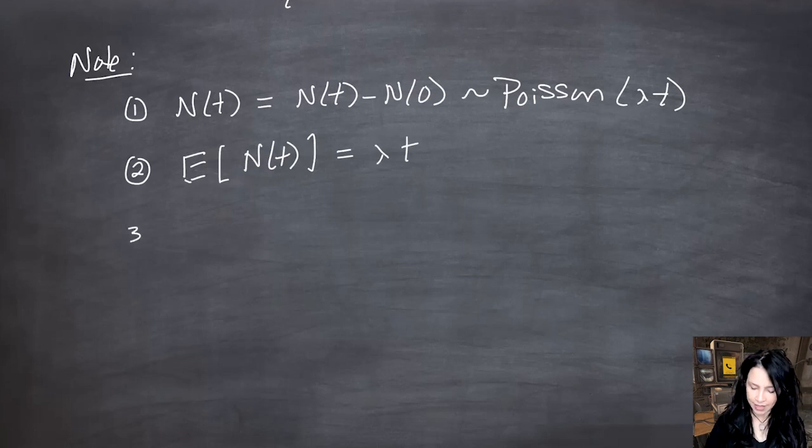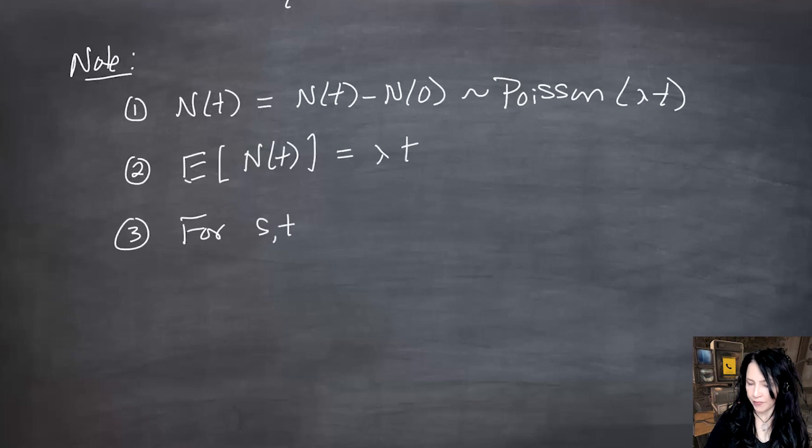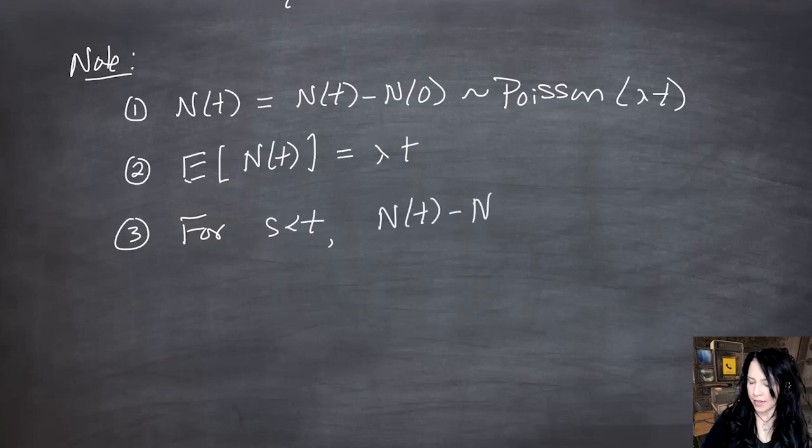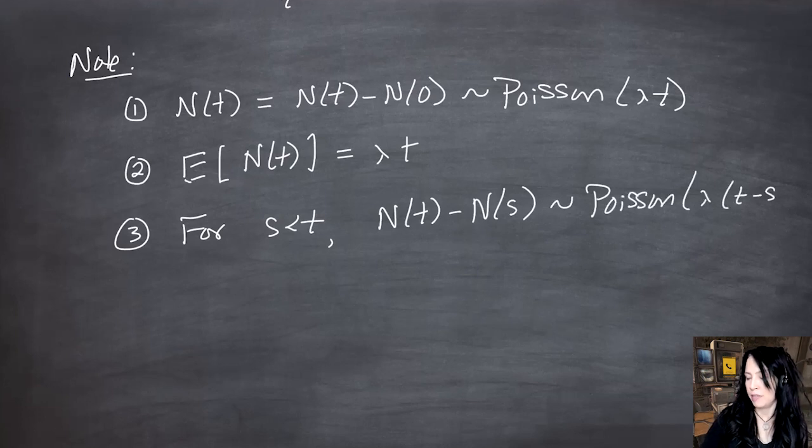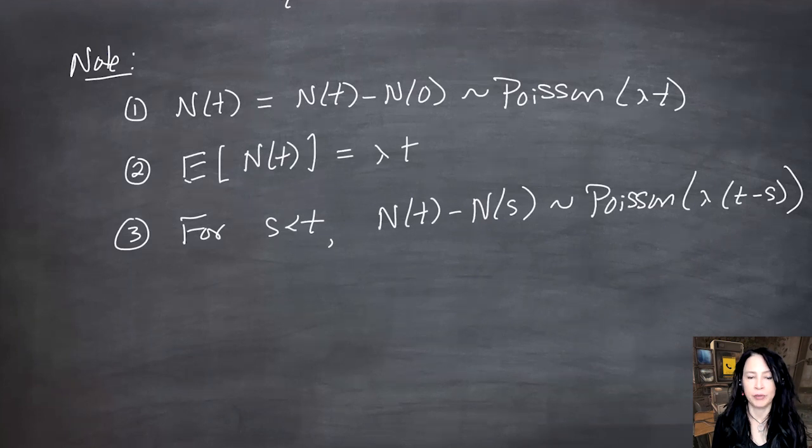And I said this before, but I just want to write this down. So for s less than t, N of t minus N of s is Poisson with parameter lambda times the length of the time interval, which is now t minus s. Just another way to write what we wrote.